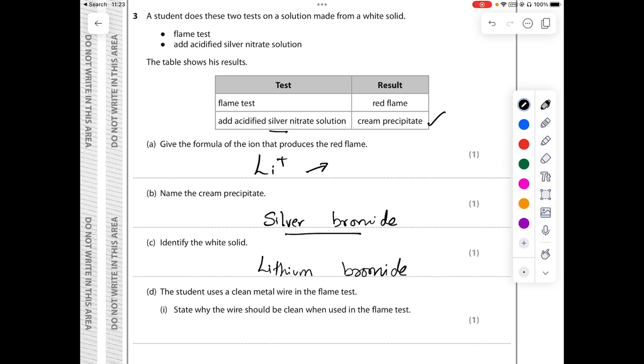A student uses a clean metal wire in the flame test. State why the wire should be clean when used in the flame test. Because in order to prevent contaminants, maybe another experiment would have been done and some other chemicals would be present. So in order to prevent contaminants giving a false color.